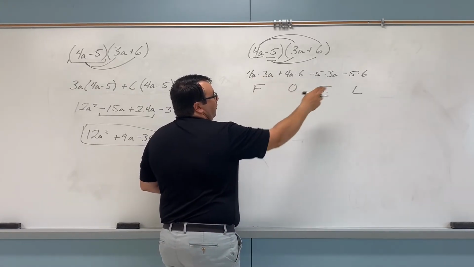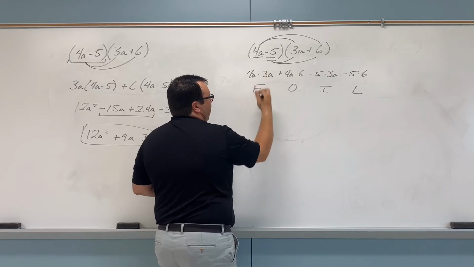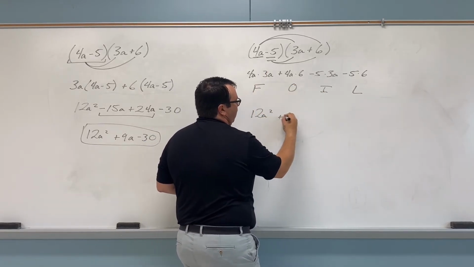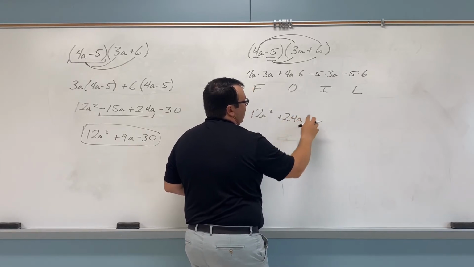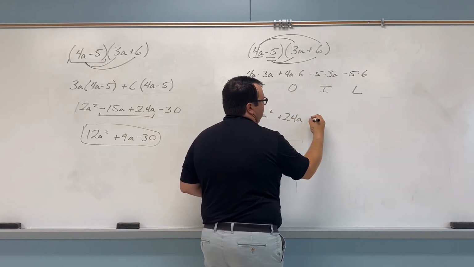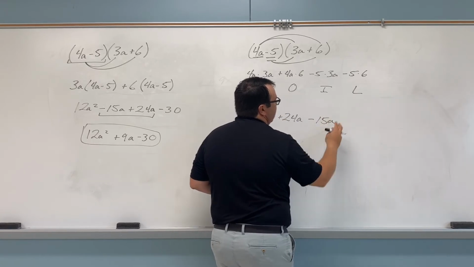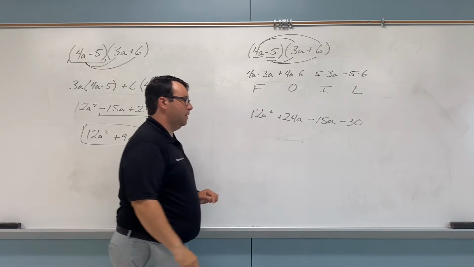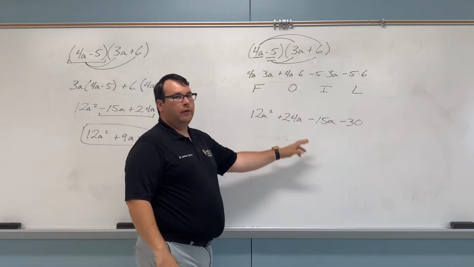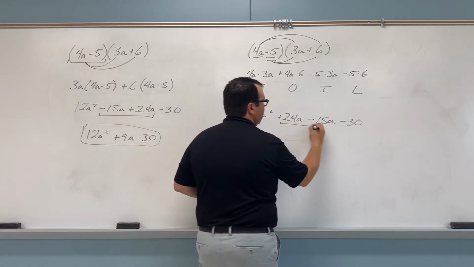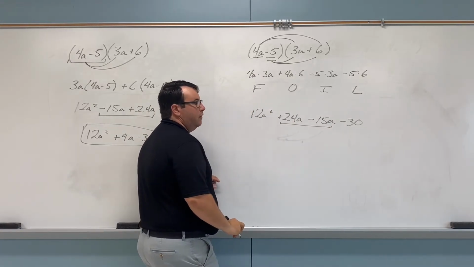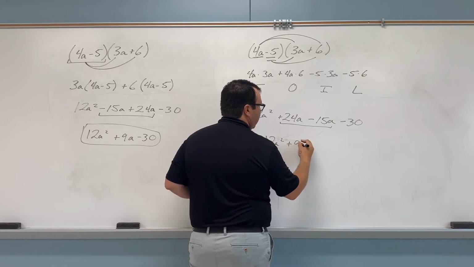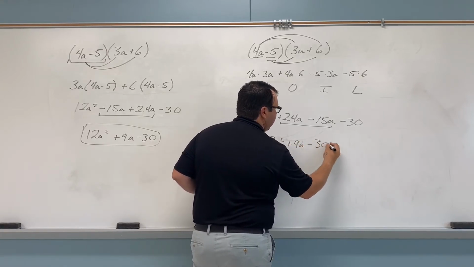Hence, you get the acronym FOIL, first, outer, inner, last. Simplifying each one of these components, I have 4a times 3a is 12a squared. 4a times 6 is a positive 24a. Negative 5 times 3, I have a negative 15a. Negative 5 times 6 is a negative 30. Again, always look to see if you can combine. These are your like terms in this case. And so I have 12a squared plus 9a minus 30.